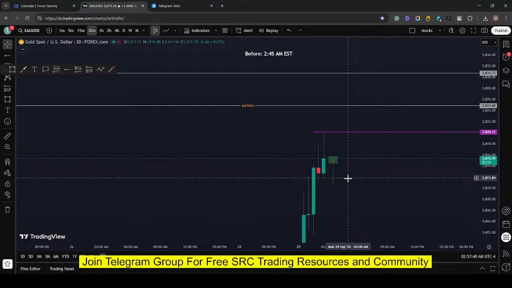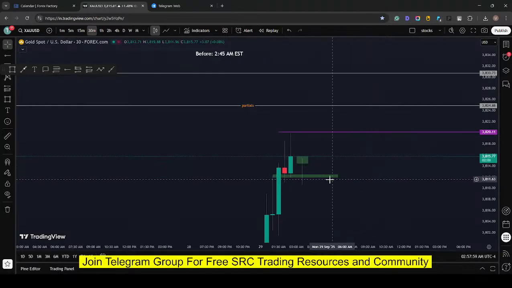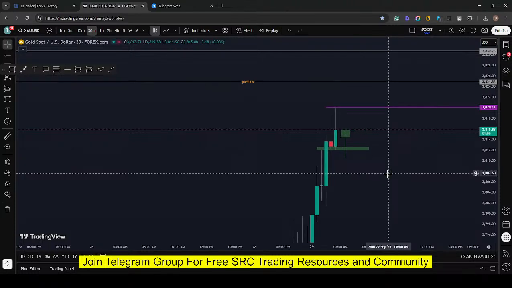Or else it will be good buys also, because we will form a support on 30-minute time frame. This will be one new support. Okay, so it's 2 minutes to candle close. Let's wait for 2 minutes.